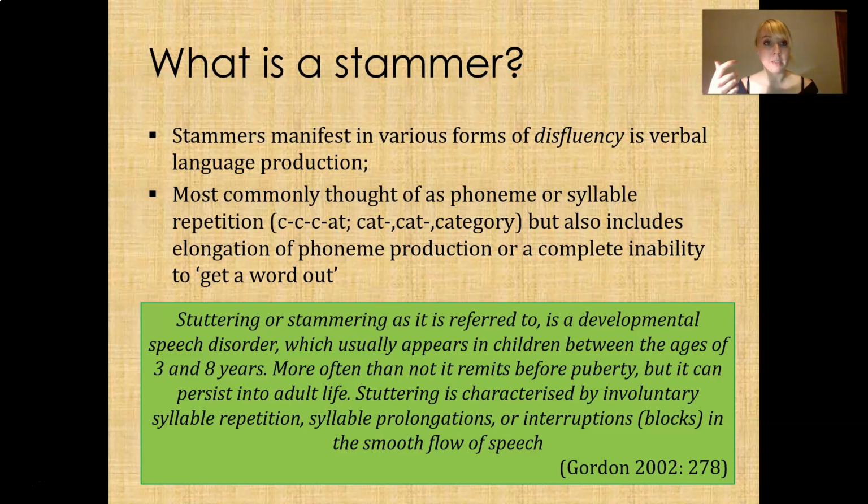So we might think about someone saying "c-c-cat" or "cat-cat-category". Both of these are very typical manifestations of a stammer. That's the sort of disfluency that's being referred to. It can also include elongation of a phoneme, so people sticking on an elongate, so saying things like "rrrrabbit", or a complete inability to get a word out.